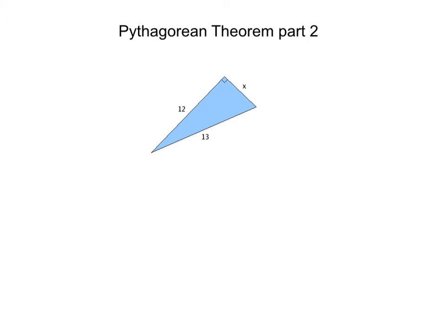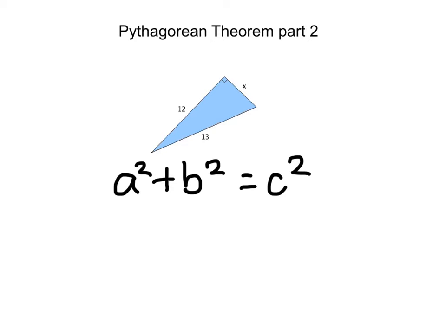Tonight we're continuing on the Pythagorean theorem. So here we have a right triangle. Let's start by writing down the Pythagorean theorem, and then we'll plug in the values and see what we're solving for. So we have a squared plus b squared equals c squared.